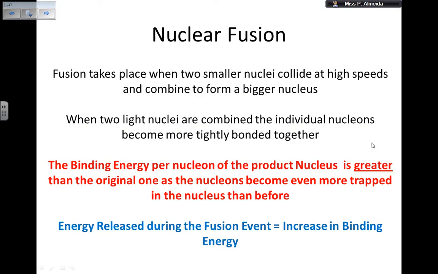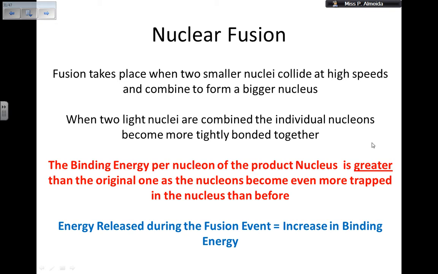All right, nuclear fusion. So the one where you have two smaller nuclei and they fuse together to form a larger one. So this takes place, as I told you, when I have the smaller nuclei. They are at high speeds and they combine to form a bigger nucleus. I will tell you why they need to be at high speeds. Now, when the two nuclei combine, the individual nucleons become even more tightly bonded together. So they become even more stable than before because I'm fusing them together.